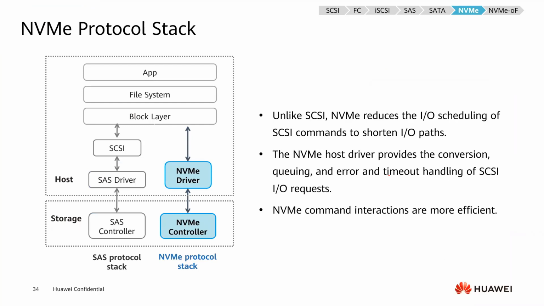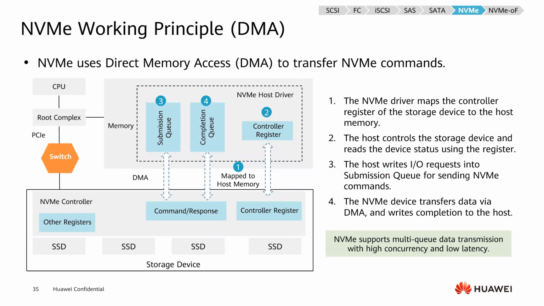Unlike SCSI, NVMe reduced the I/O scheduling of SCSI commands to shorten the I/O path, and NVMe command interactions are more efficient than SCSI commands. And this is the NVMe working principle. It uses direct memory access to transfer NVMe commands, and it can provide higher performance compared to SCSI. That's all we need to know about the NVMe protocol. We can see that it is a more advanced technology than SCSI.